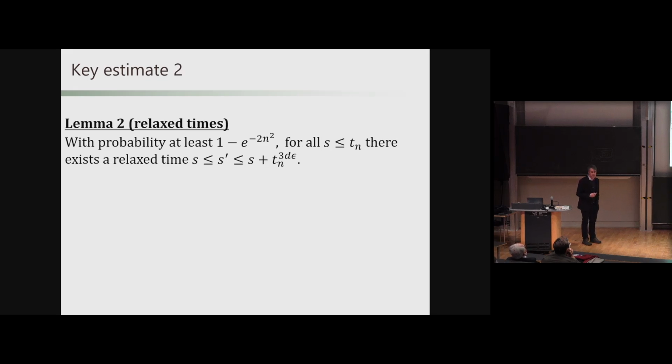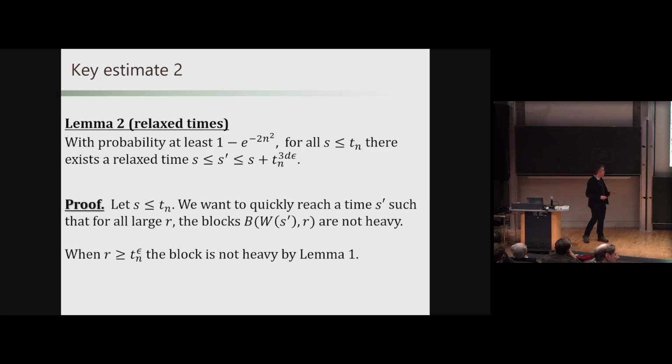And now the second main estimate, this is what we need to do to prove the concatenation result and complete the inductive hypotheses, is to show that after some quite small amount of time, T_n to a constant times epsilon, you'll always reach a relaxed time. Okay, and if you remember, relaxed time means it's not heavy on any scale. And we've already ruled out big scales being heavy. So we just have to worry about, are you heavy on smaller scales?